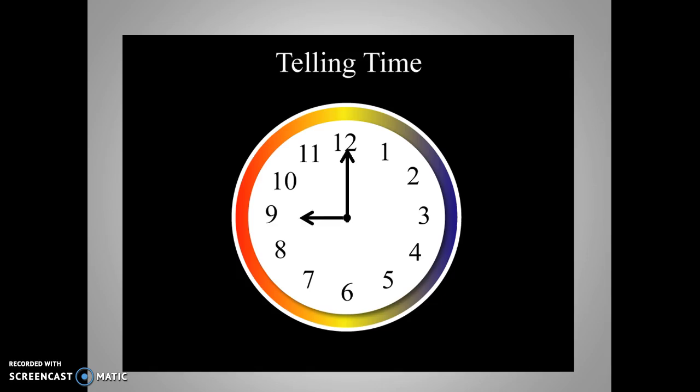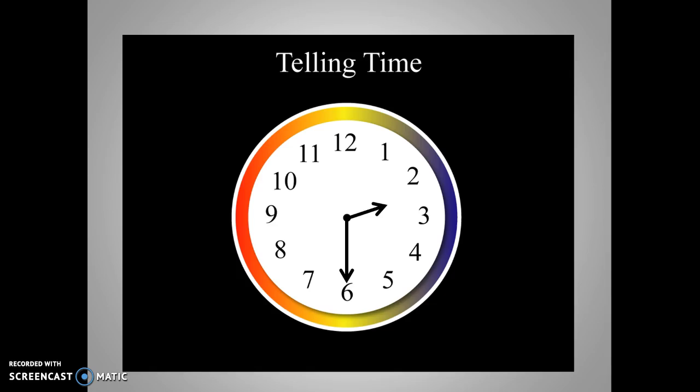So let's get started. If it is exactly 9 o'clock, the time is son las nueve. Because you're talking about 9 hours, you're going to use the son las, and 9 is nueve. If it's exactly 9 o'clock, you say son las nueve.